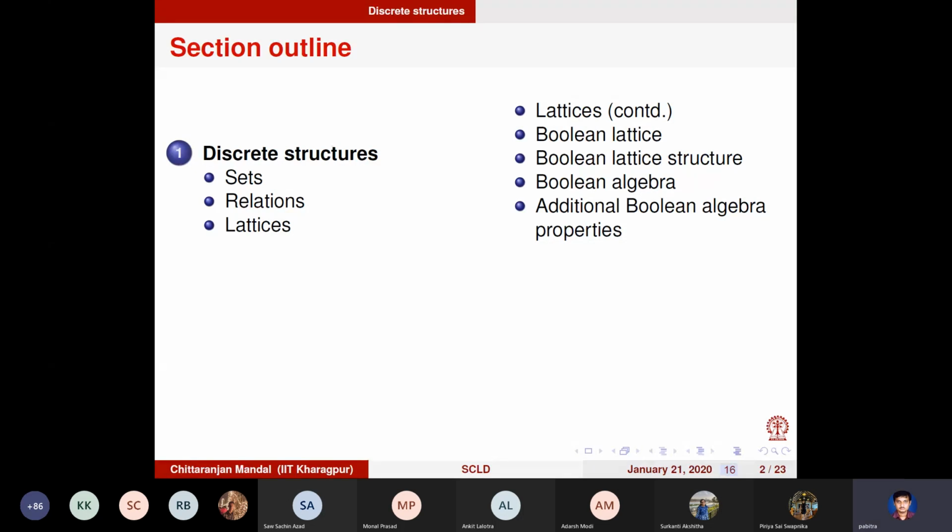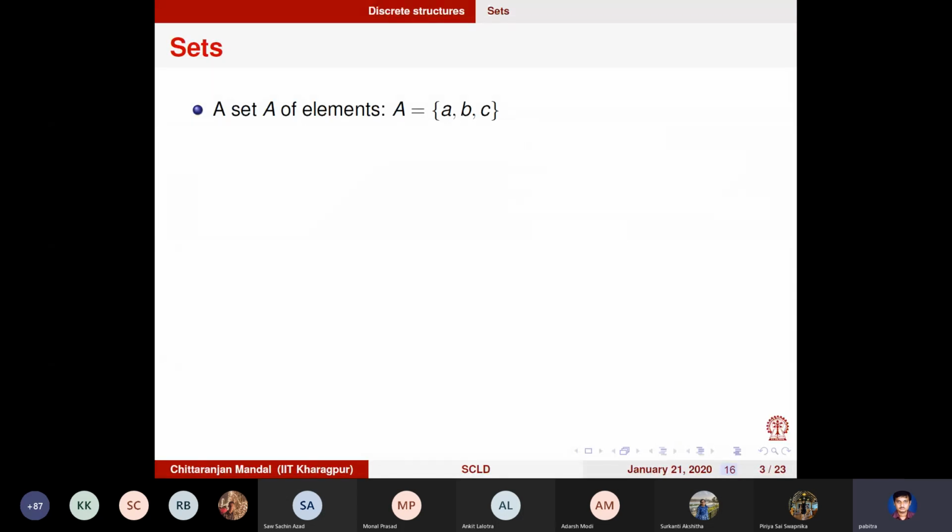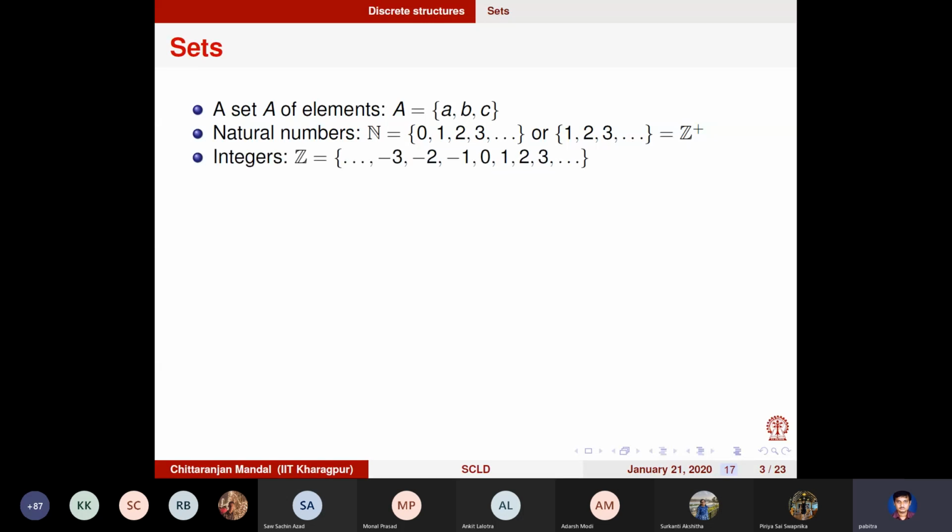Okay. So let's start from the very basics. The basis of everything is something called a set. It's a collection of elements. These are some examples: the set of all natural numbers, all integers, or, if you drop the 0, all the positive integers 1, 2, 3. These are all examples of sets. You can have Z plus and Z, all the integers, negative and positive. So these are all examples of sets.